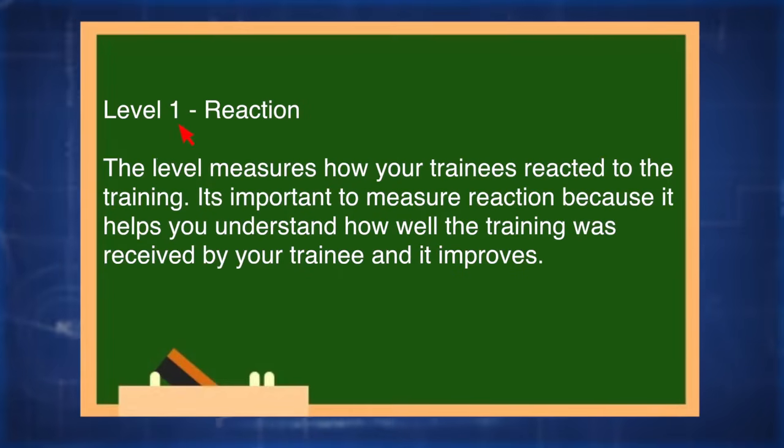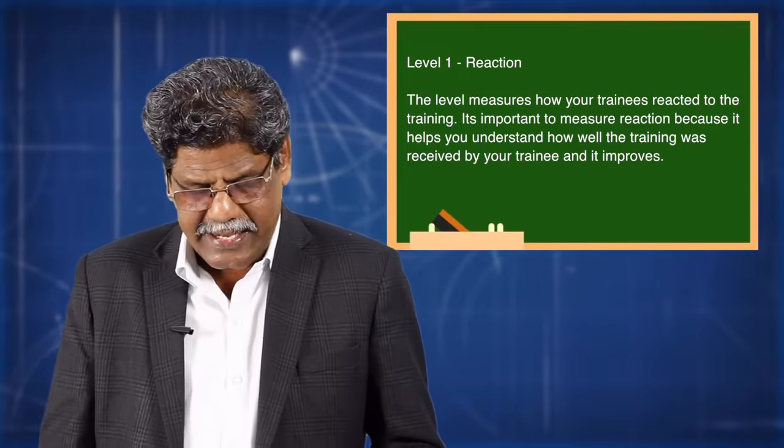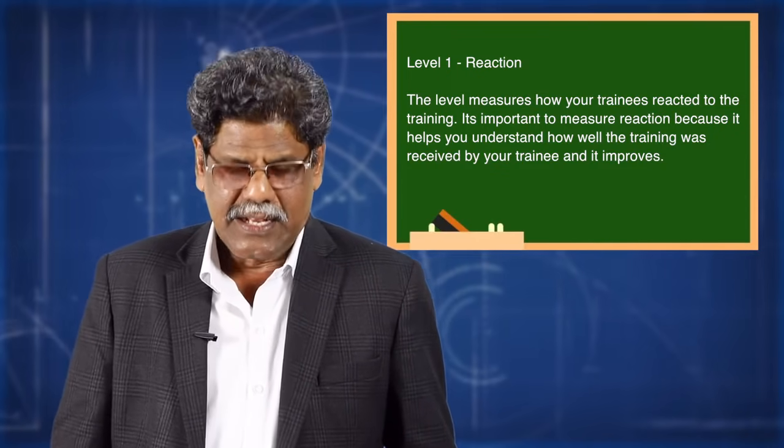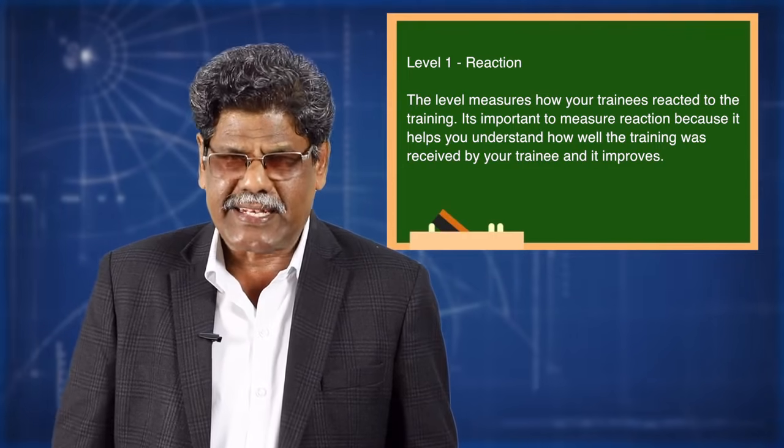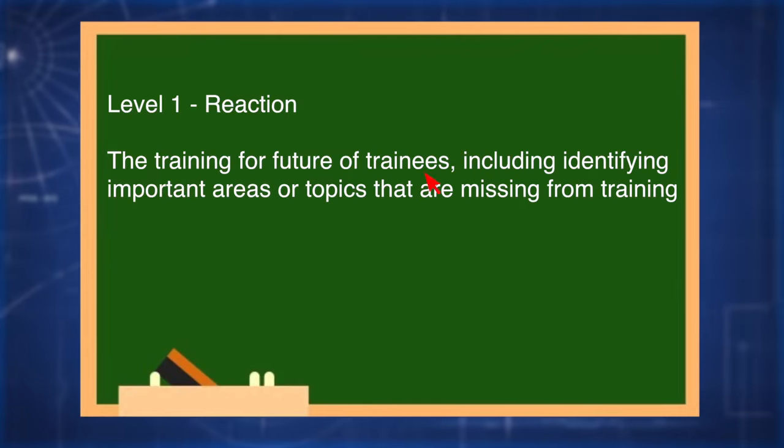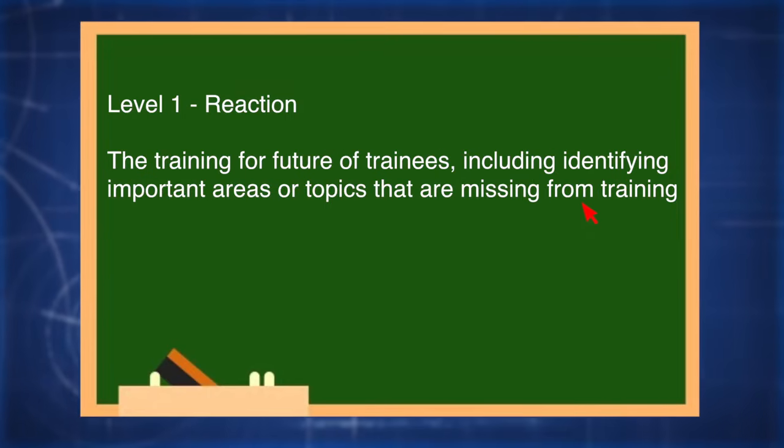Level 1 is reaction. This level measures how your trainees reacted to the training. It's important to measure the reaction because it helps you understand how well the training was received by your trainees and how it can be improved. It measures how much they have learned and how they reacted. Further training for trainees includes identifying important areas or topics that are missing from training.